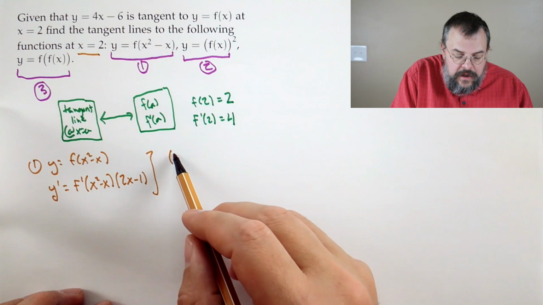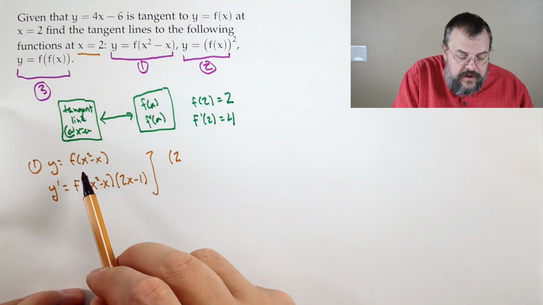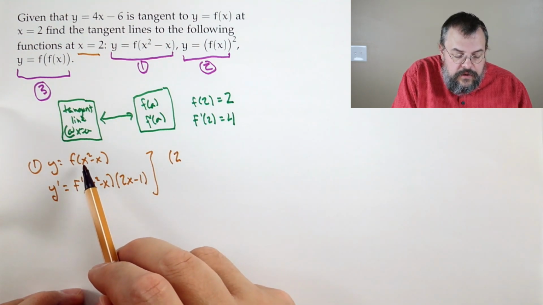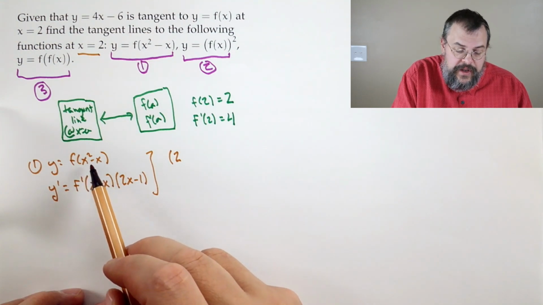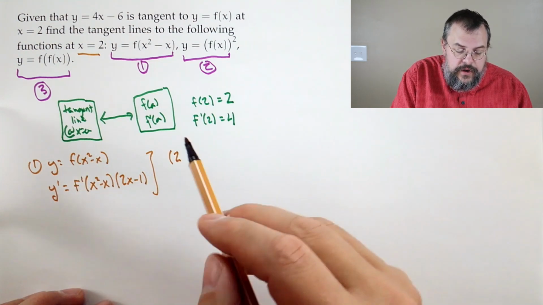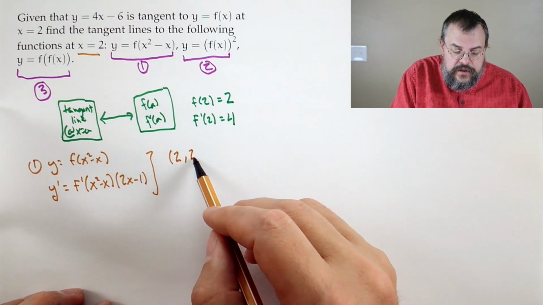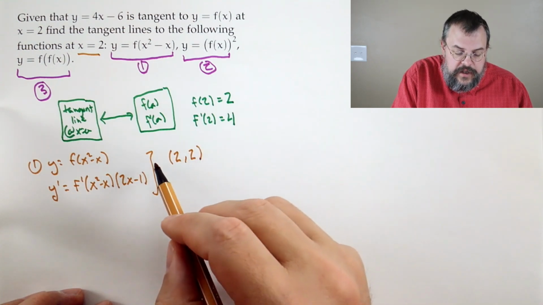Well, here, when we plug in 2, we'll get 2 squared minus 2. Well, that's 4 minus 2, which is 2. So that's f of 2, which is 2. So it goes to the point 2, 2. So here's our point.